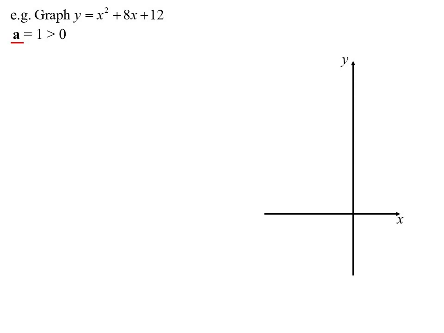Yeah, look, I wouldn't write this down normally, but I'm drawing the information out. a equals 1, so it's greater than 0. I know it's concave up. c is 12, well, I'll plot that in. There's the y-intercept, (0, 12).